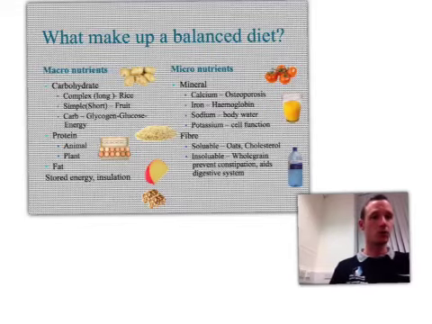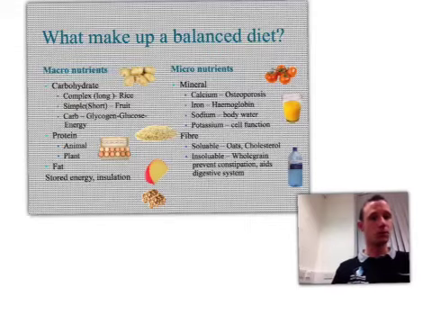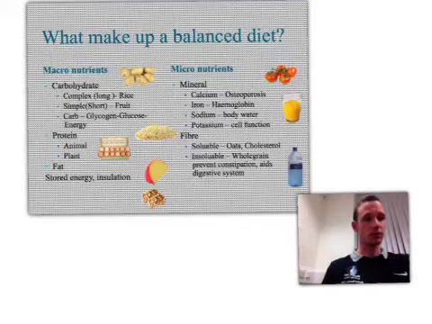Micronutrients are required in small amounts, through things such as minerals and vitamins. So minerals such as calcium, iron, sodium and potassium have their function in the body as well. For example, iron helps us produce hemoglobin, which is required by the blood in order to transport oxygen around the body. Fibre as well is important as part of a balanced diet, and you can get that through eating cereals and whole grain, and that helps with the digestive system.